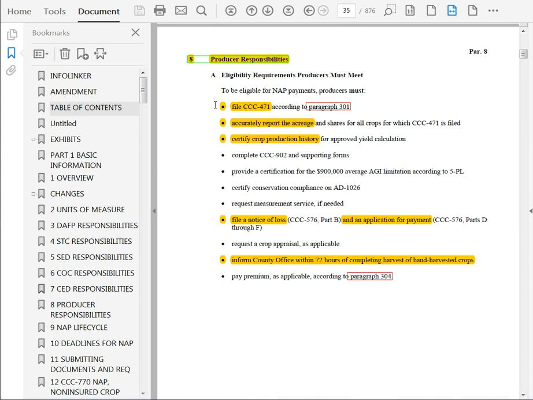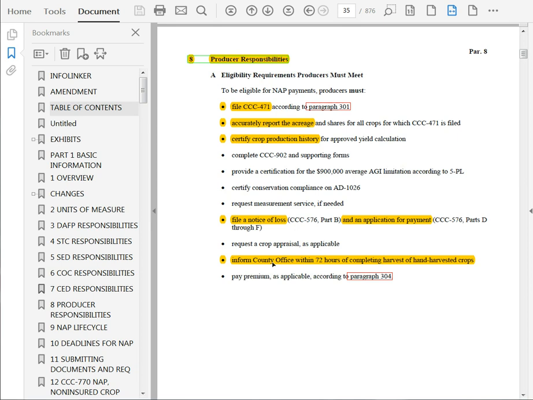Basically, the producer is responsible for signing up for the program, accurately reporting their acreage, and certifying their production each year. In the event that there is a loss, they're responsible for filing a notice of loss on the accepted application, the CCC 576. They're also responsible for informing the county office within 72 hours of completing harvest of hand-harvested crops. For NAP, most vegetable crops are going to be hand-harvested, and so this is a very common requirement of our producers.